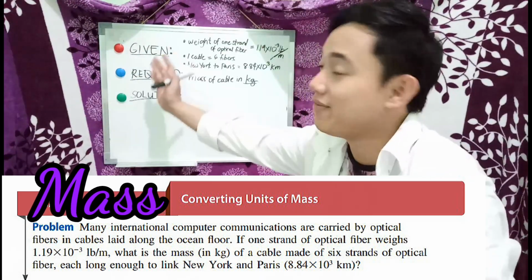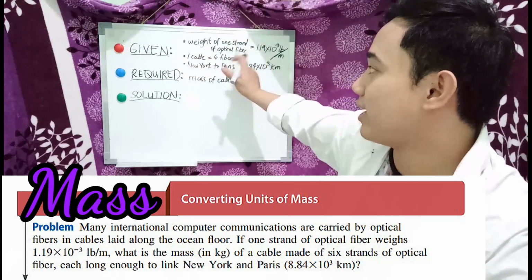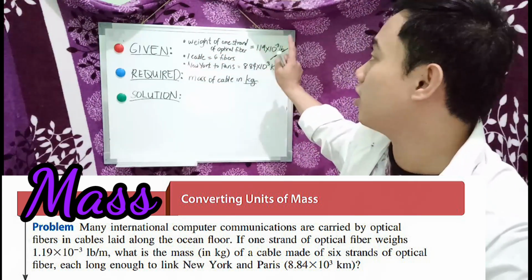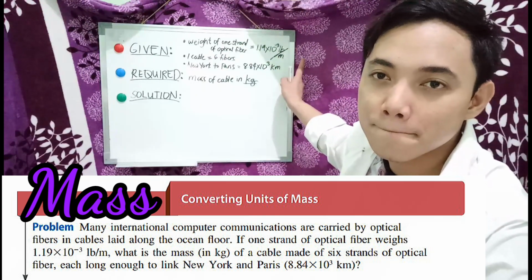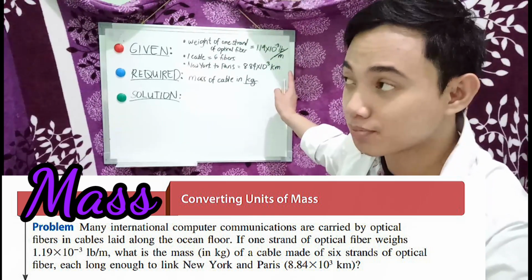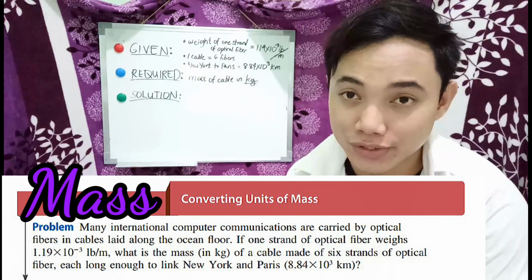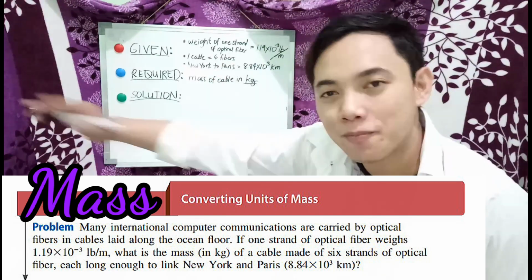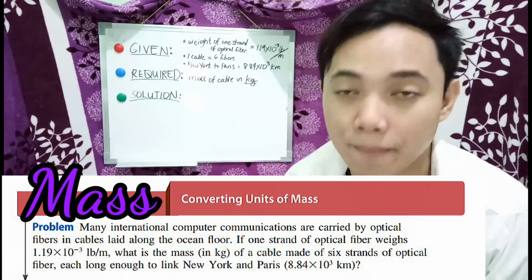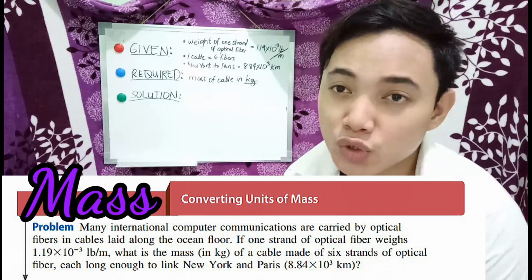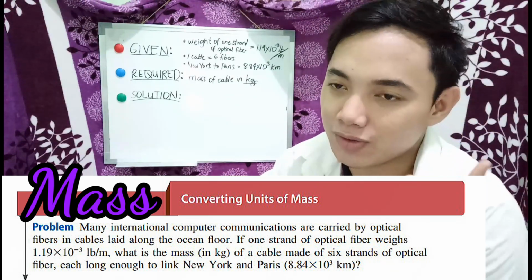Ganun pa rin yung gagawin, yung given, required, at saka yung solution. So yung given doon is weight of one strand of optical fiber is equivalent to 1.19 times 10 raised to the power of negative 3 pound per meter. Then, one cable is equivalent to 6 fibers. And then, New York to Paris, yung distance niya is 8.84 times 10 raised to the power of 3 kilometers. So, yun yung given sa problem. Yung required is yung mass of cable in kilograms. So, let's proceed to solution.